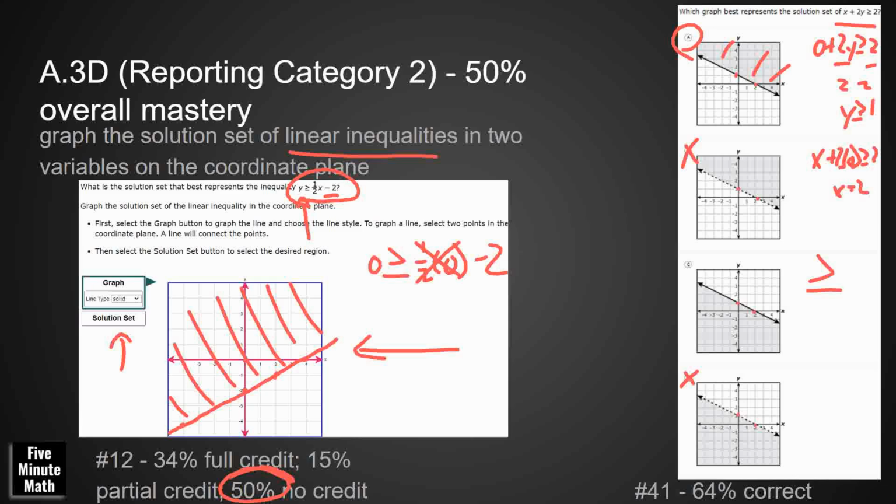Let's pick (0, 0). I like (0, 0) because that makes it a lot easier, right? Now that's going to be outside, which means it's not going to work. So that's going to be 0 plus 2 times 0 is greater than or equal to 2. So 0 is greater than or equal to 2, which doesn't work. That's why it's outside of our solution set. So our answer there is A.